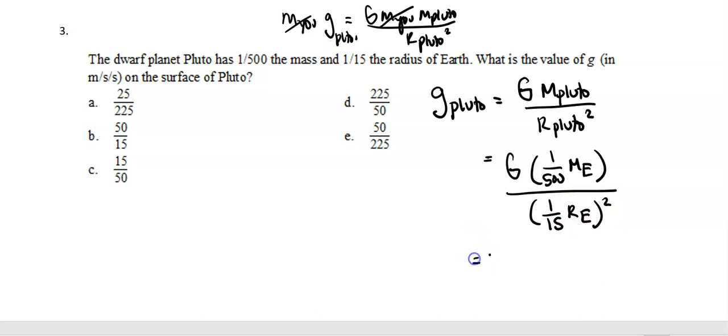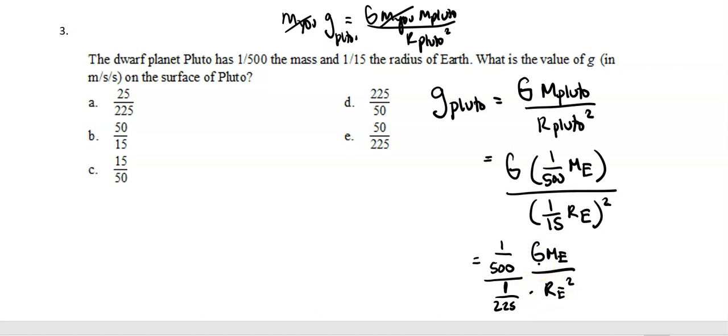Okay, so now let's go ahead and simplify this a little bit. So we have 1/500 out front times GME over, okay, this bottom, let's simplify it. So let's distribute the squared. So we're going to have RE squared. I'm going to distribute the 1/15 squared. 1/15 squared is just 1/225. And again, I just pull that out because 1/225 times RE squared, same thing. Just makes it easier for later.